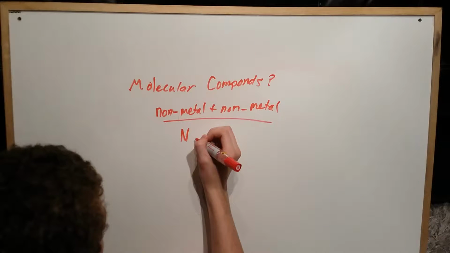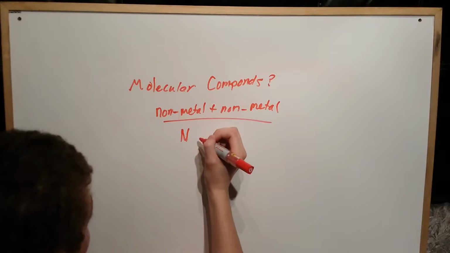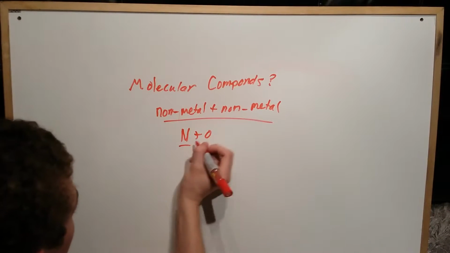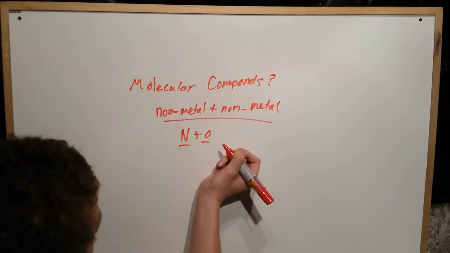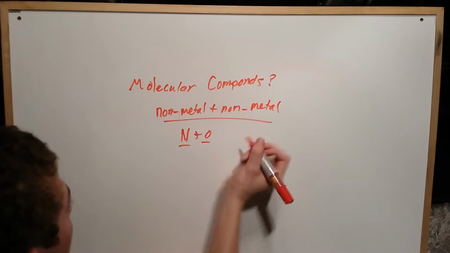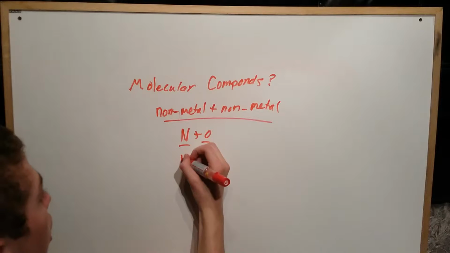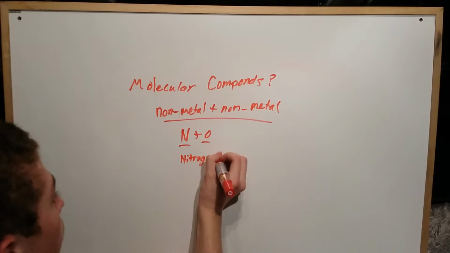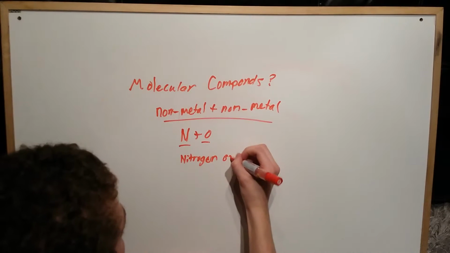An example of a molecular compound, or two nonmetals, would be nitrogen and oxygen. Nitrogen is a gas. Oxygen is also a gas, and they're both nonmetals. So if you put them together, you get nitrogen oxide.